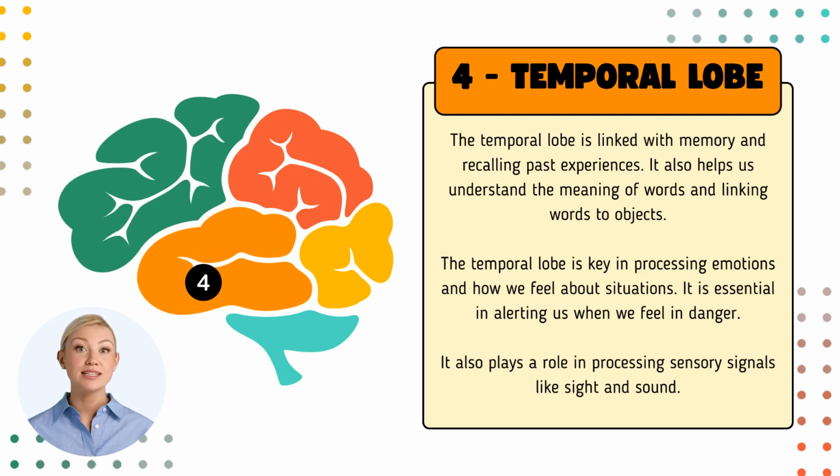The temporal lobe is linked with memory and recalling past experiences. It also helps us understand the meaning of words and linking words to objects. The temporal lobe is key in processing emotions and how we feel about situations. It is essential in alerting us when we feel in danger. It also plays a role in processing sensory signals like sight and sound.